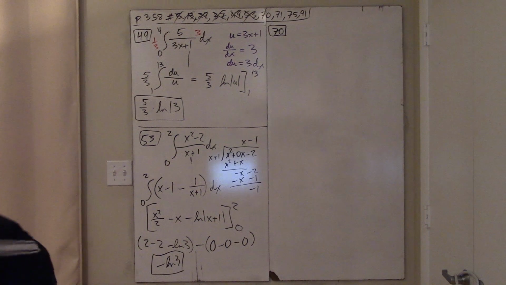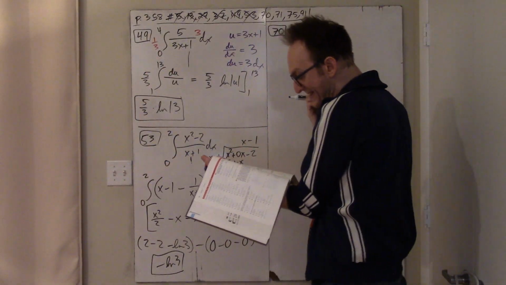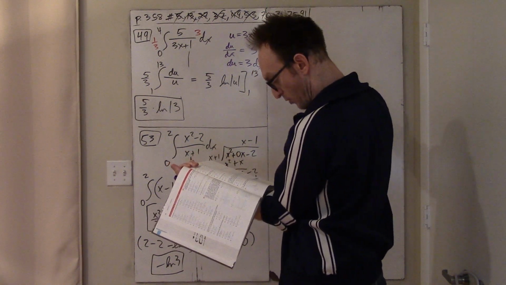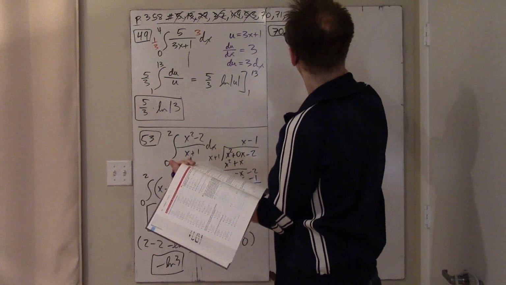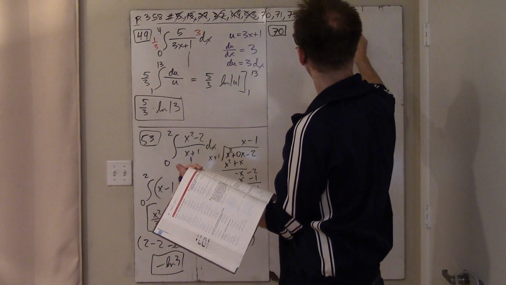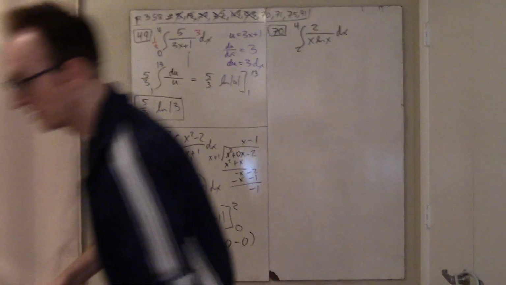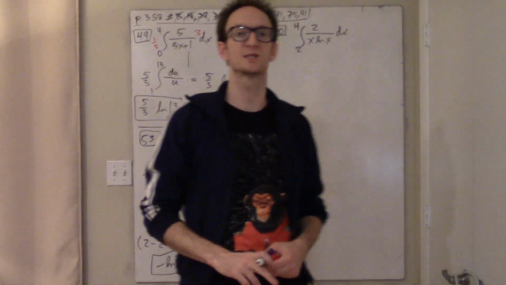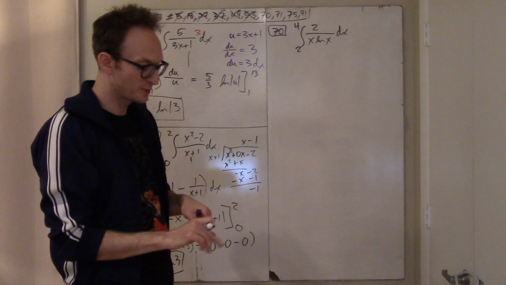70. Moving right along here, 70 says, find the area of the given region, and this just boils down to the integral from 2 to 4 of the 2 over x ln x function. So they give you a graph of the 2 over x ln x function, and it's positive, and they ask you to find the shaded region. The shaded region is just from 2 to 4, so this is really just this integral. Okay, how do we do this integral?